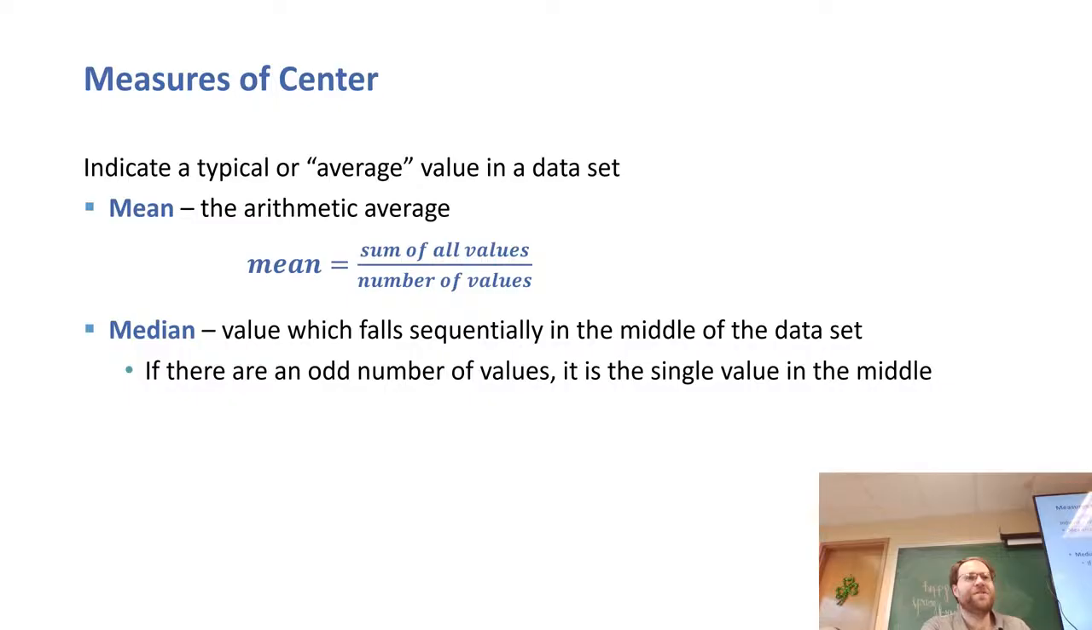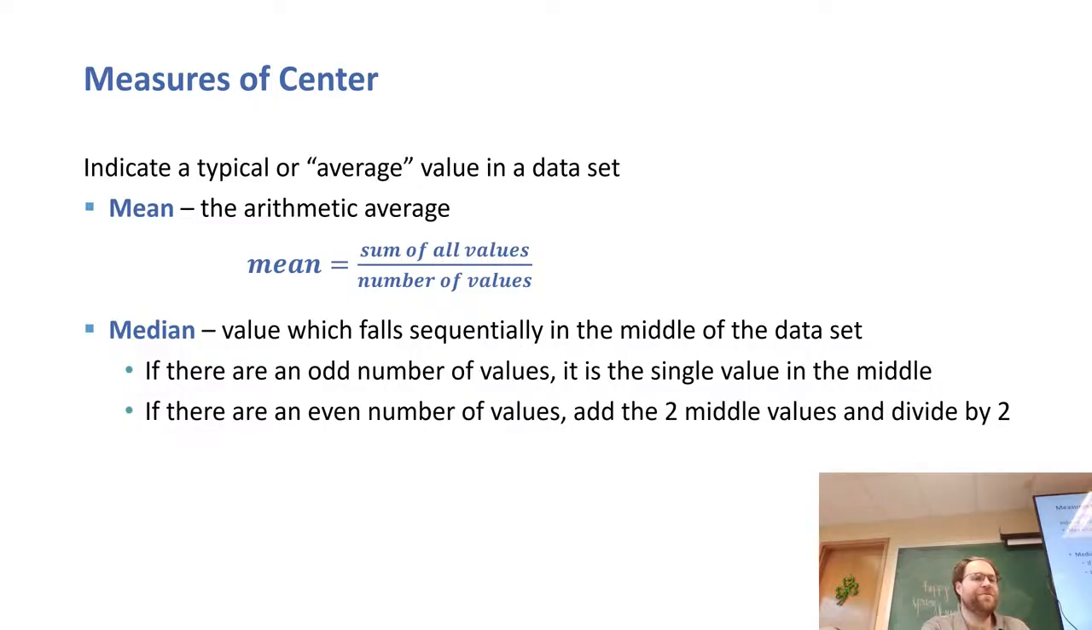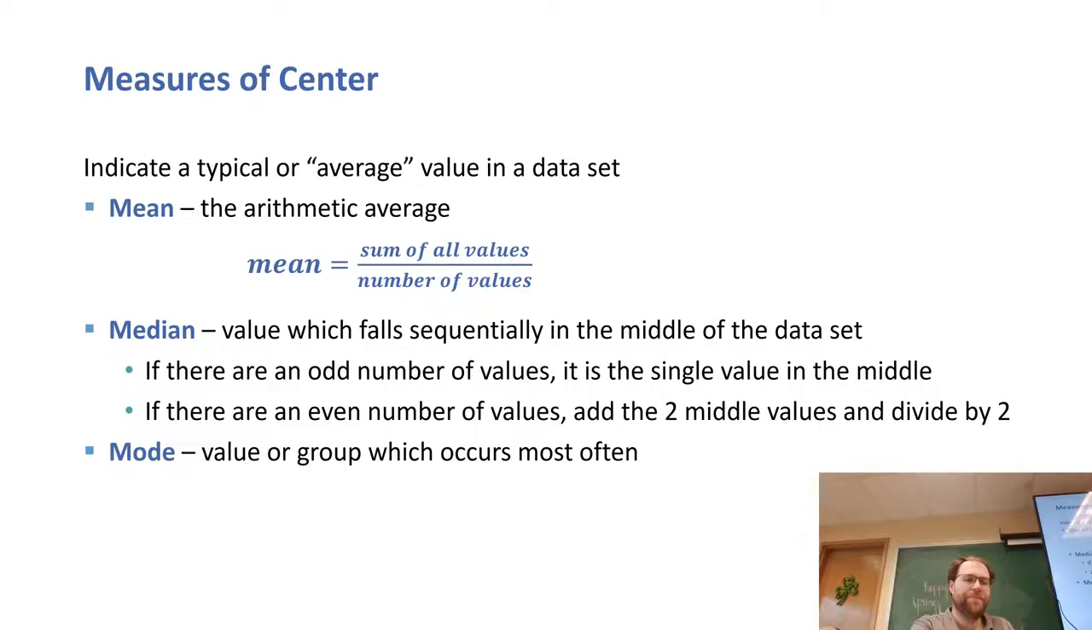Odd number of values, it's going to be a single value. If there's an even number of values, then you're going to have to look at the middle two values and take the mean of them, the average. So add the two values in the middle together and divide by 2 if you have an even number of data values. Mode is going to be the value or group which occurs most often.